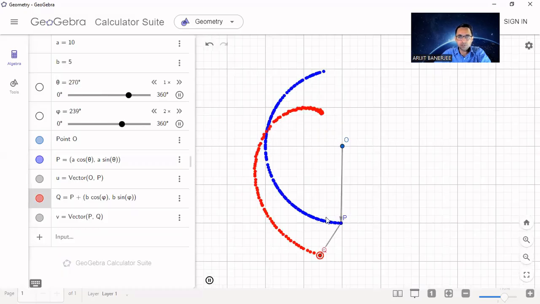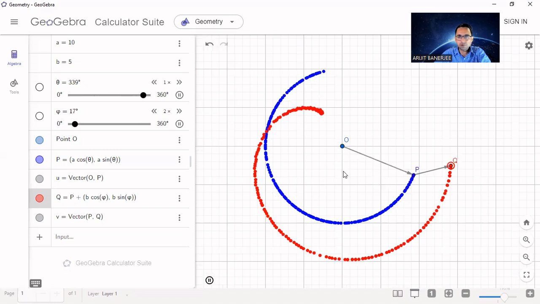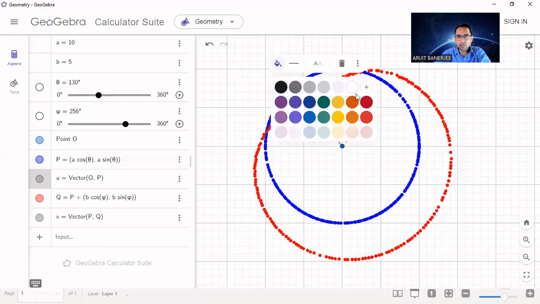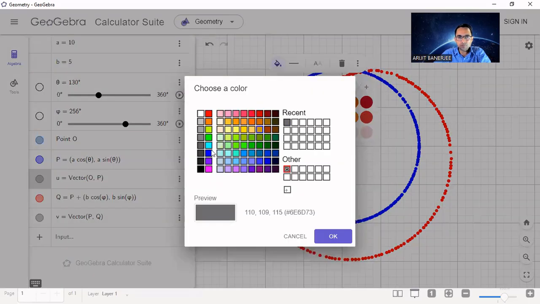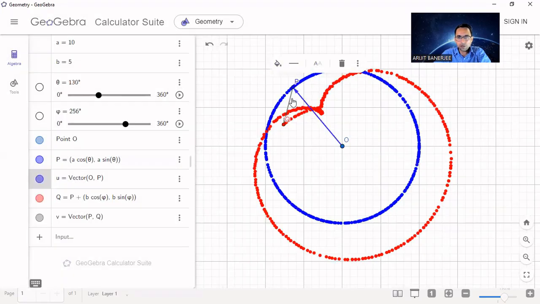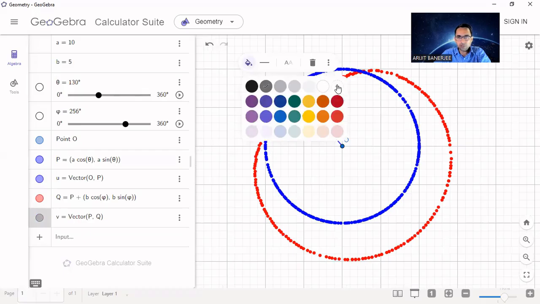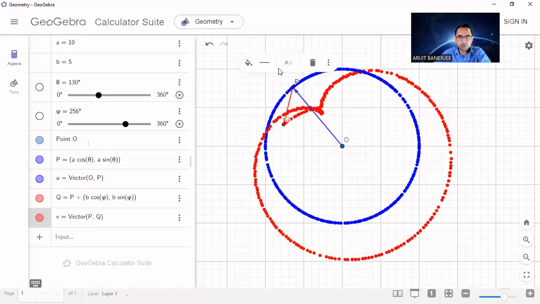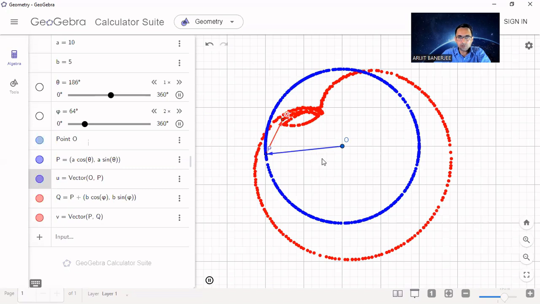You can set colors for the vectors also. So here for the vector OP, I can set a color, say for example, blue. And for this PQ, I can set a different color, say for example, red. So you can see this. Now, if we animate, then you can see.